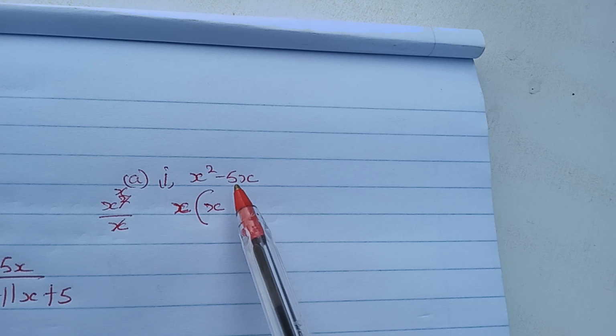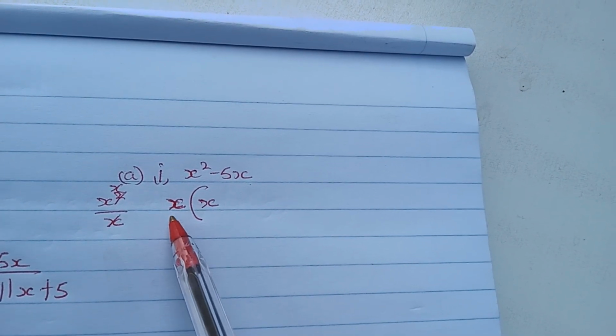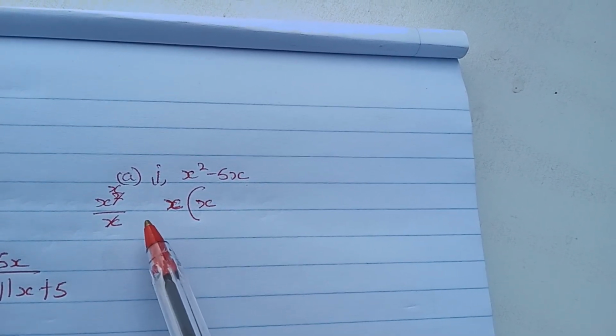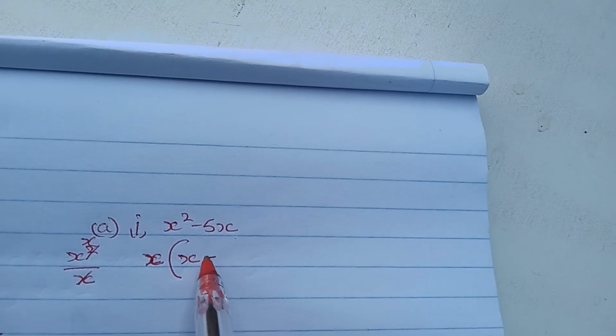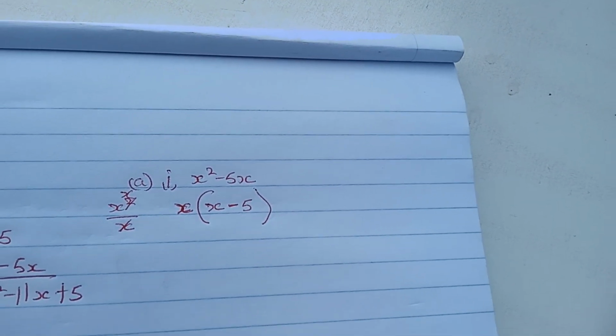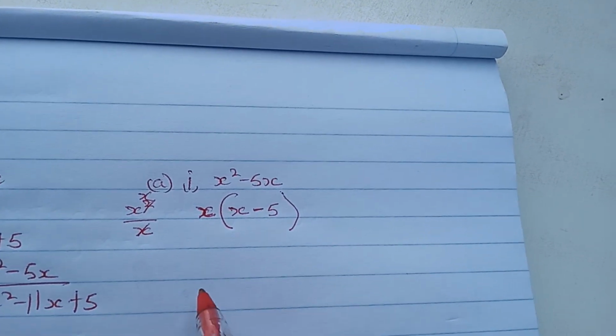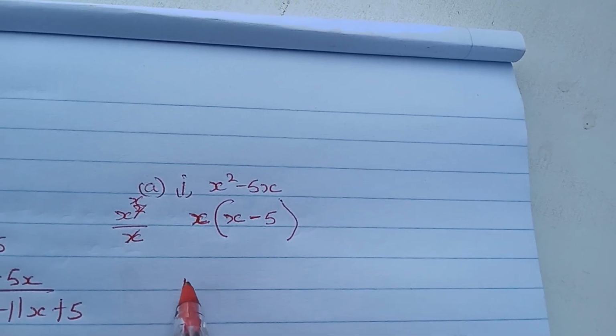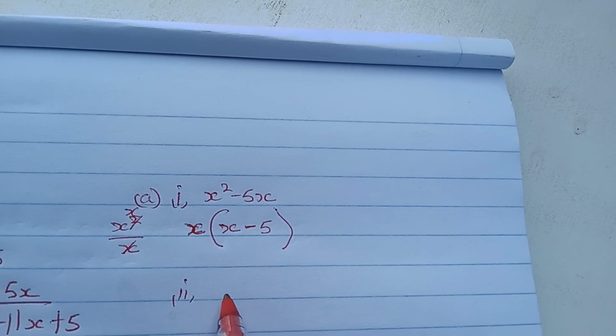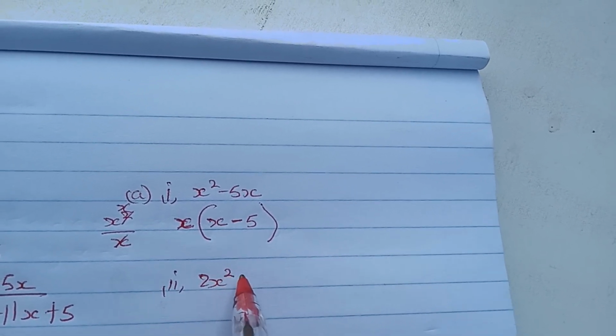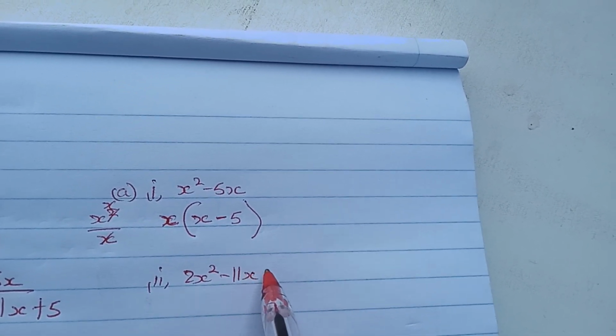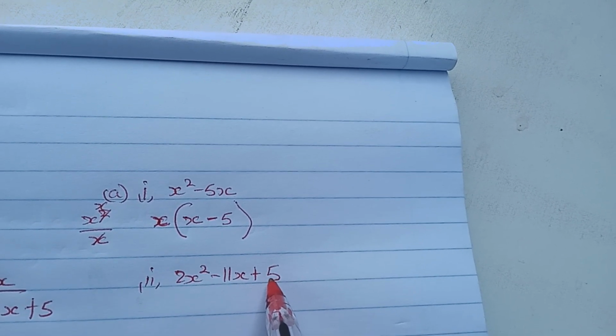We now move on to negative 5x divided by x. The x and x cancel out, and we remain with a negative 5. Then we close the bracket. So this is the answer for Roman figure 1. Let us move on to Roman figure 2. We have 2x to the power of 2 minus 11x plus 5.